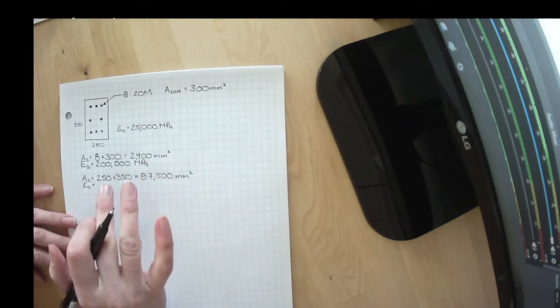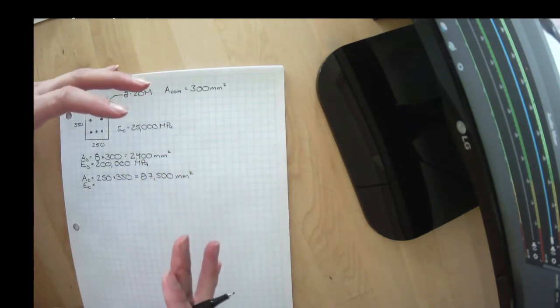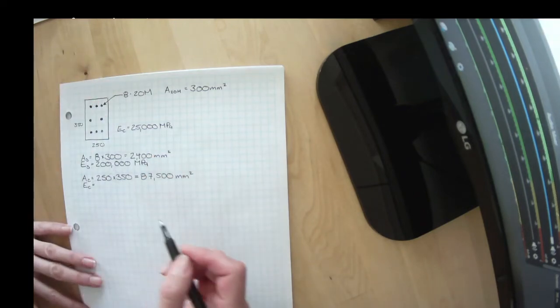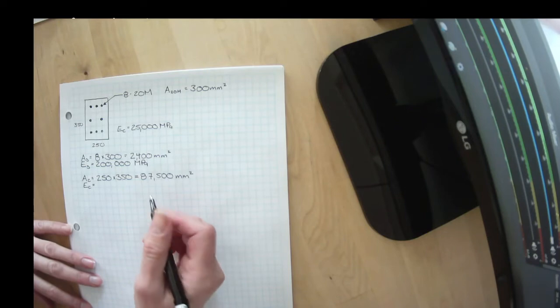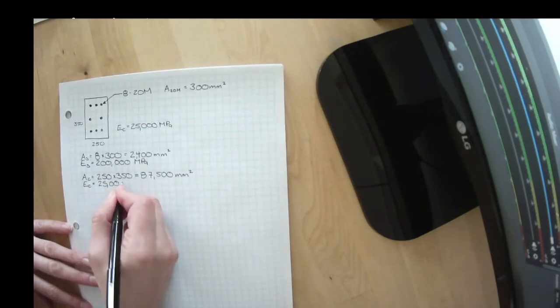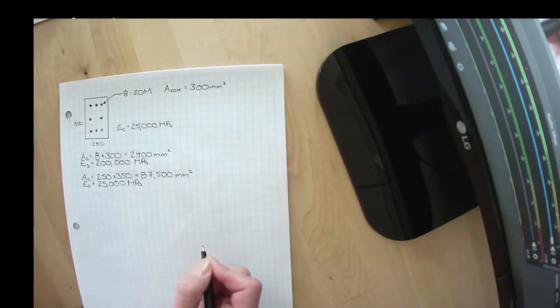You could, there's nothing wrong with it. In fact, we did it when we had a larger object of steel combined with our concrete. But industry standard does it this way, so we're going to stick with industry standard. They gave us the E for concrete as 25,000 MPa.